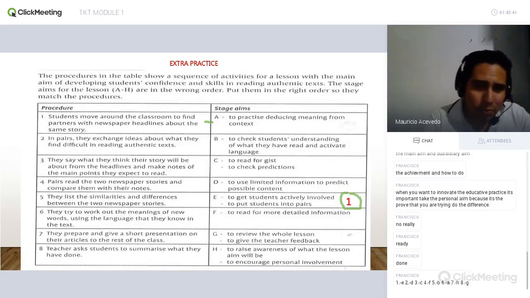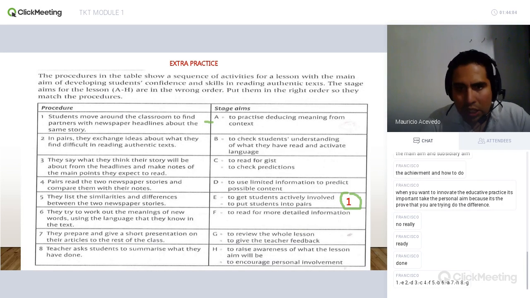Could be, could be. Number six, they try to work out the meanings of new words using the language that they have known in the text. Okay, so for you, this is A, to practice deducing meaning from context. Yes, so we're talking about meaning, we're talking about words. Number seven, they prepare and give short presentations on their articles to the rest of their class. So for you, that's H, to raise awareness of what the lesson aim will be, to encourage personal involvement.